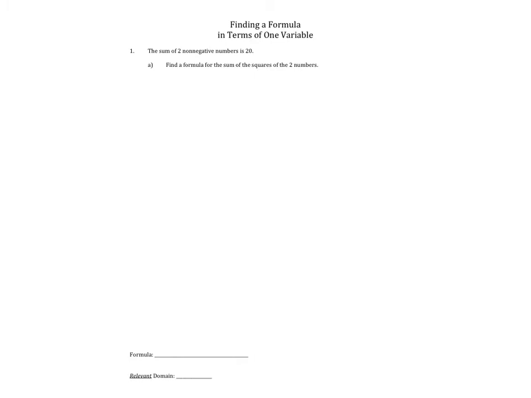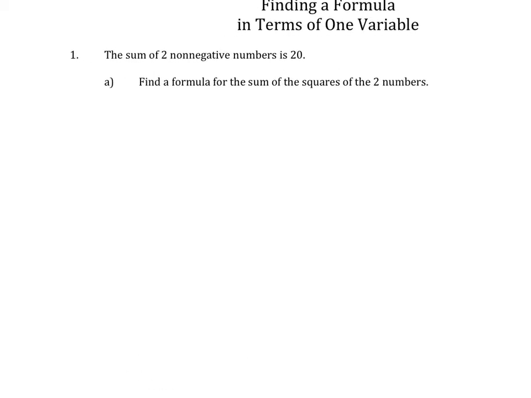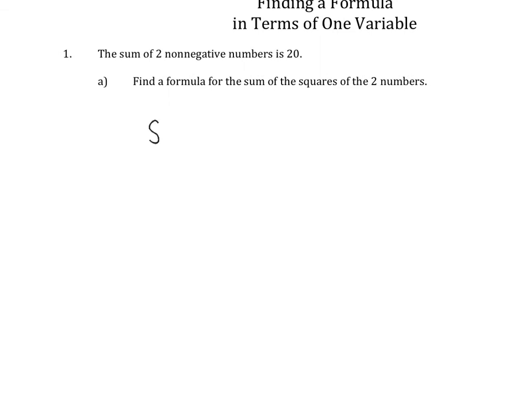So, okay, the first thing is we want to find a formula for the sum of the squares of the two numbers. Okay, so always come up with variables. We'll call the two numbers x and y. That means the sum of the squares of the two numbers. Then we always want to get this in terms of one variable.